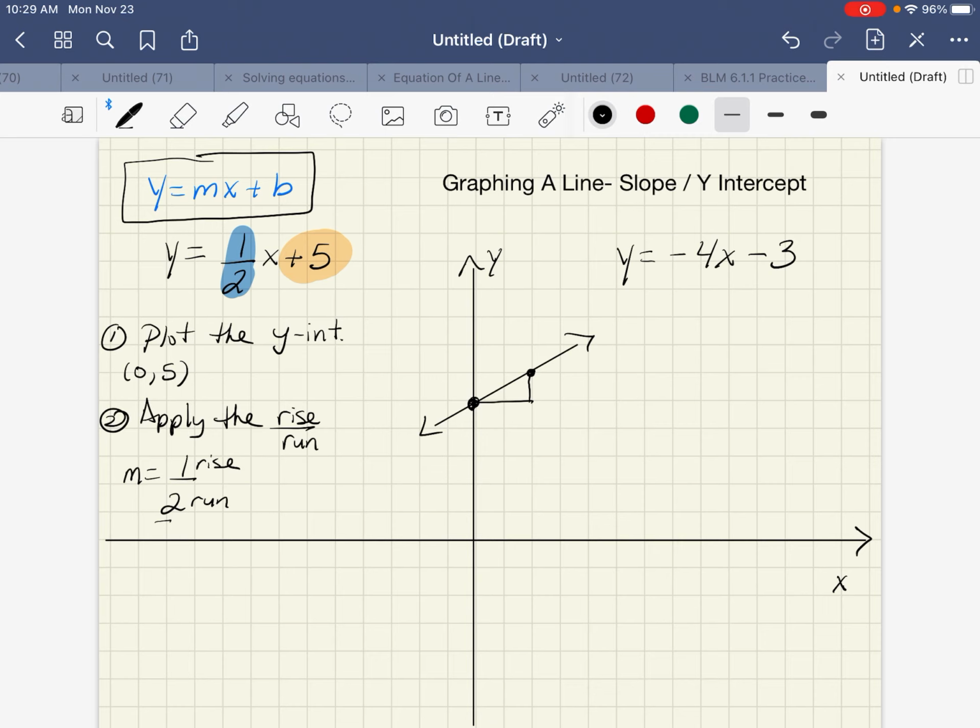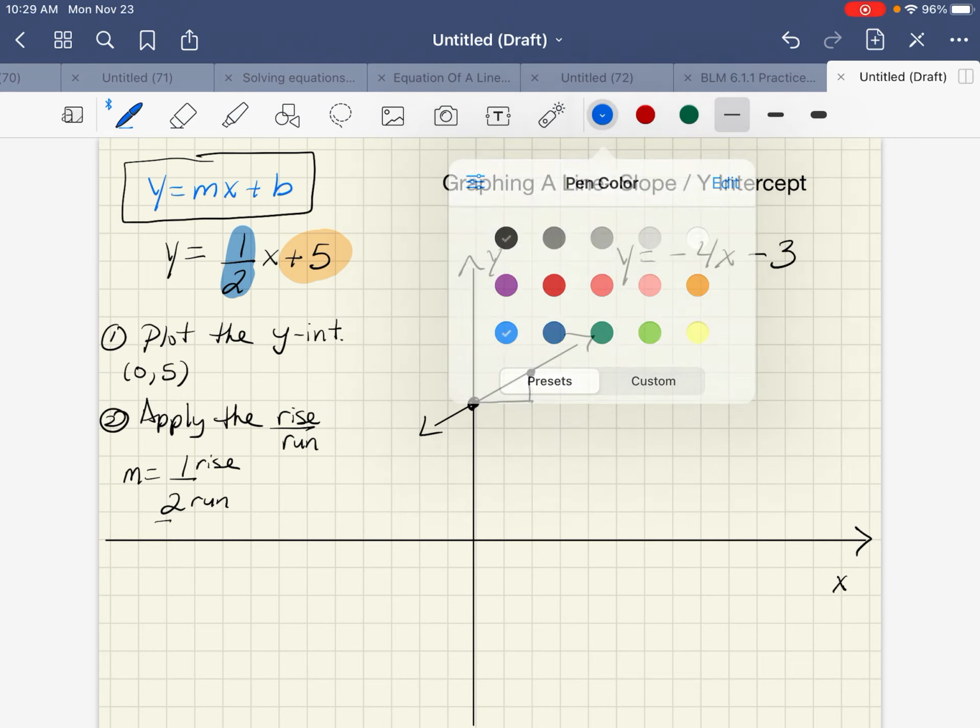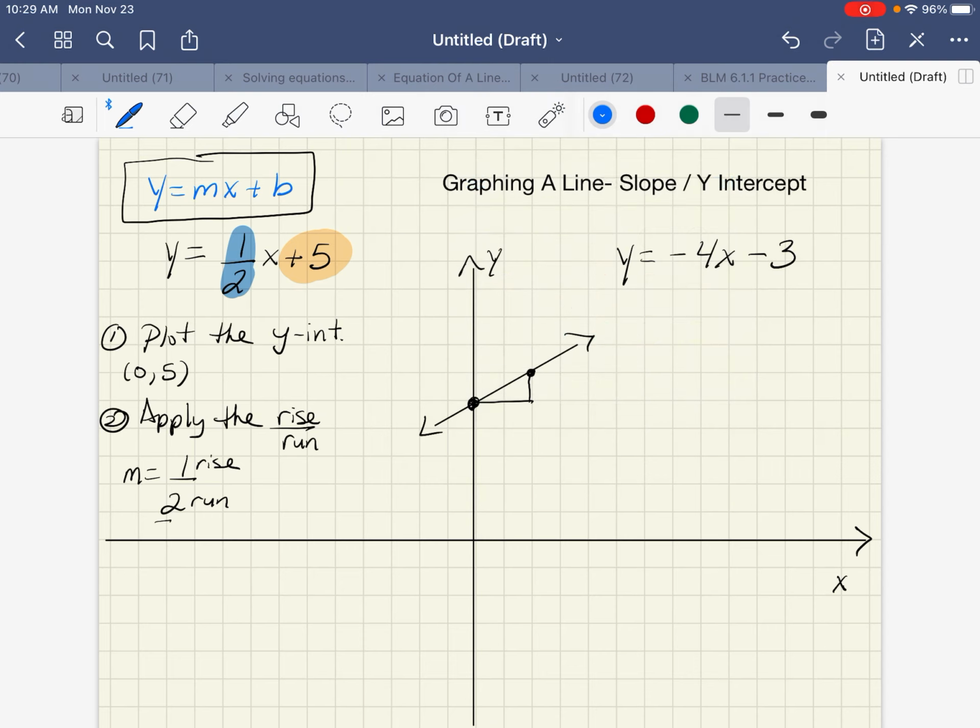Now, if I wanted to, I could have done the rise over run the opposite way. So meaning from the y-intercept, I could have gone up 1. I'm just going to change the color to show you what that would look like. So I could have risen 1 and then run 2, which means you still go 2 to the right. You can see I would have ended up in the exact same spot. So I'm just going to label this one. That's y equals 1/2 x plus 5.